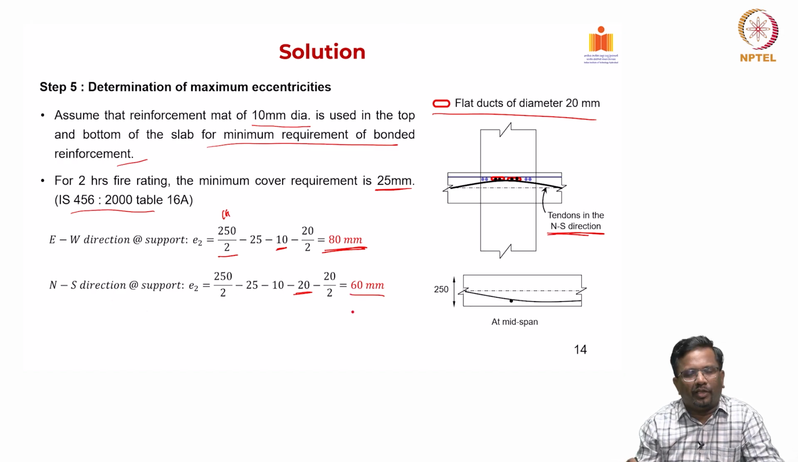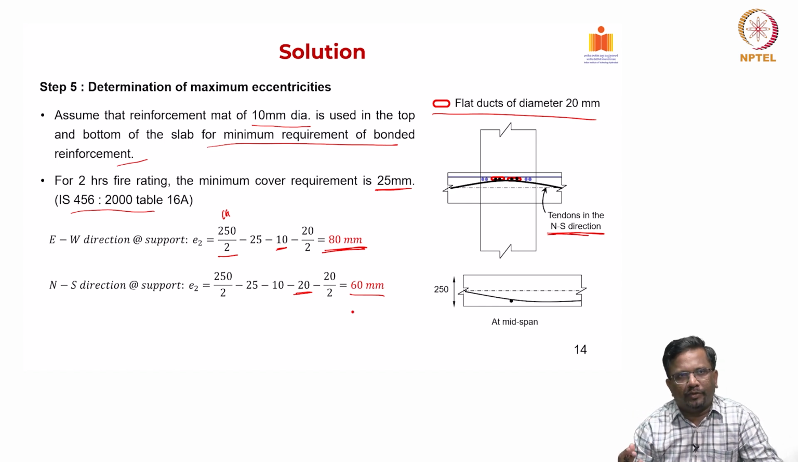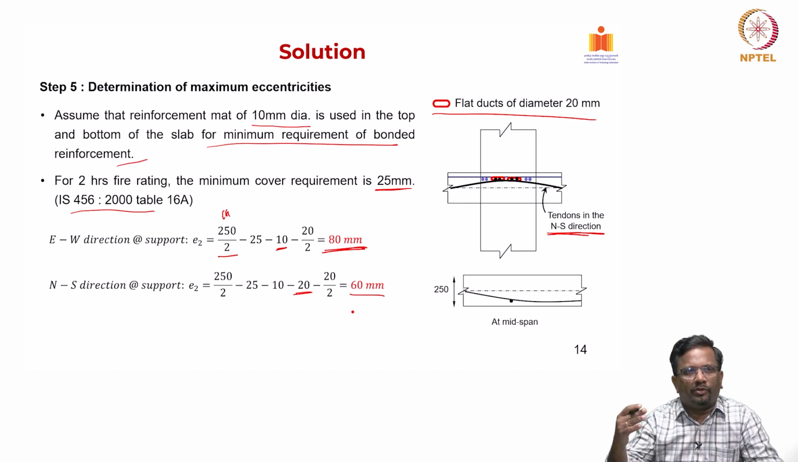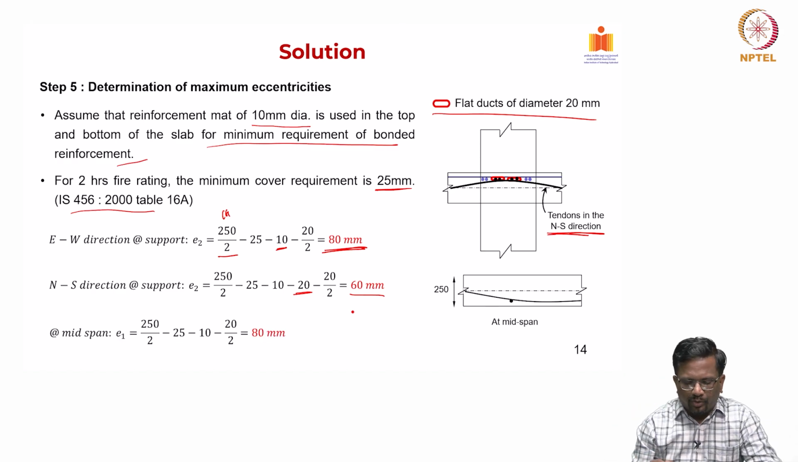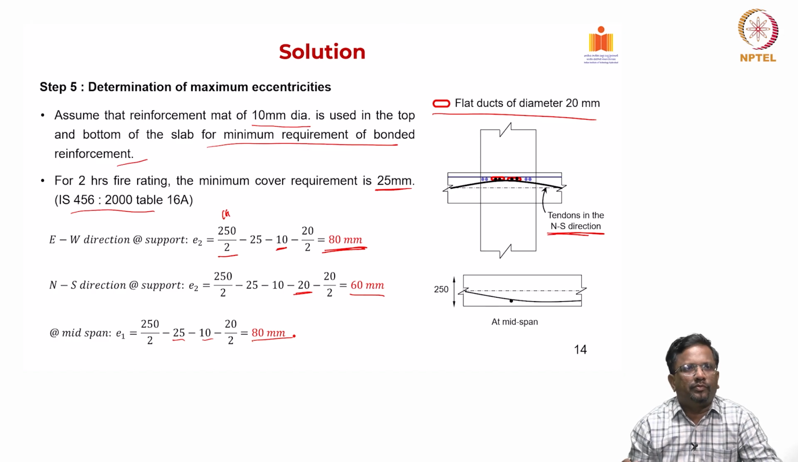So it has to be lesser than what you get for east-west direction, because in the north-south direction your spans are lesser. So that is the reason we try to keep the north-south direction below the east-west direction, right. So now at the midspan again 250 by 2 minus 25 minus 10 minus 20 by 2. So again you work it out to be 80 millimeter is the available eccentricity, right.